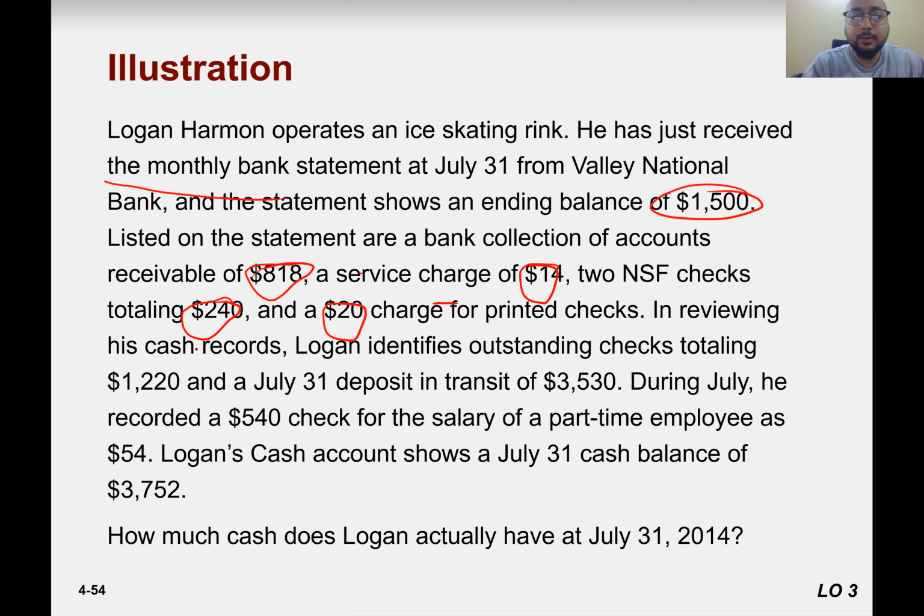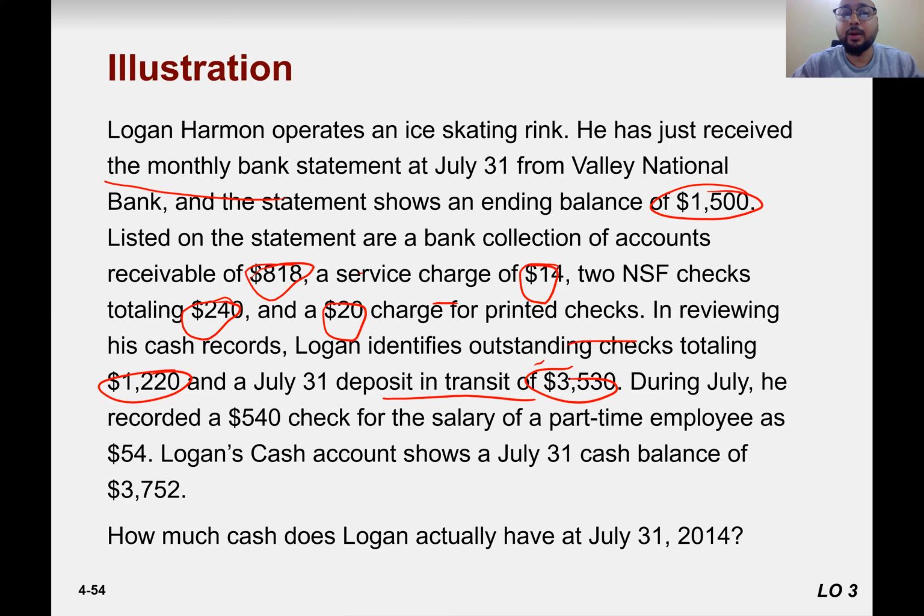So in reviewing his cash records, Logan identifies outstanding checks totaling 1,220. So that is the book side, cash book activities. So outstanding checks, right? So what is an outstanding check? He wrote it down, but those who hold our checks didn't present them to the bank, right? Deposit in transit 3,530. It means this amount is yet to come to our bank account, right?